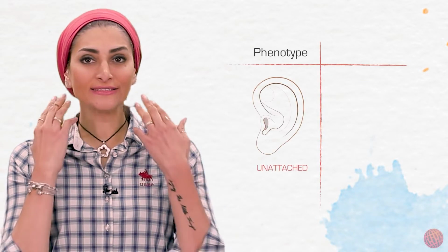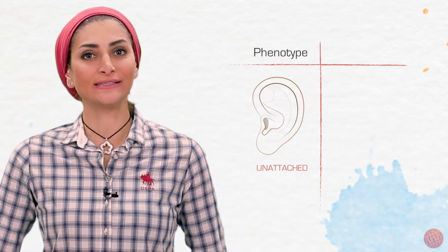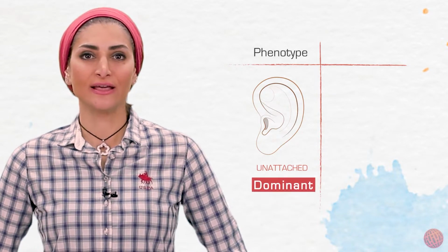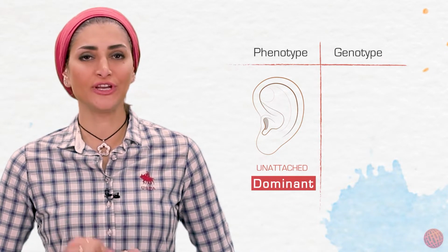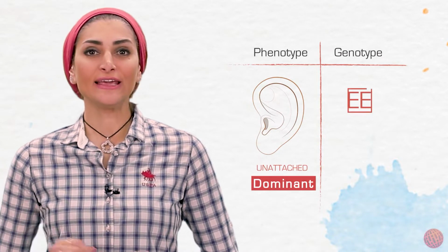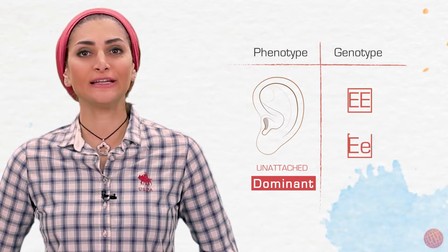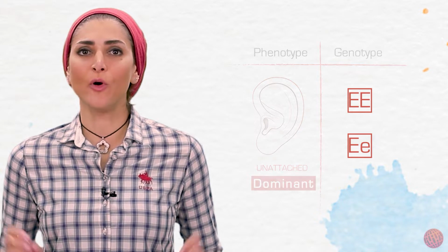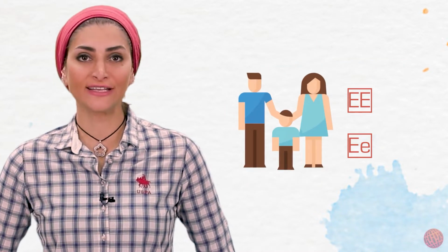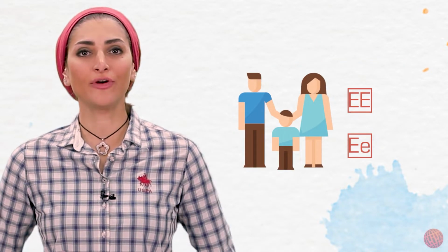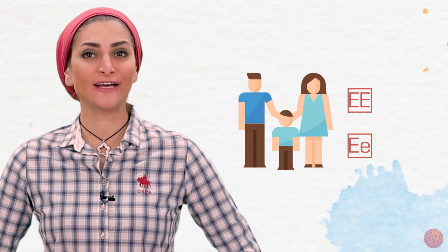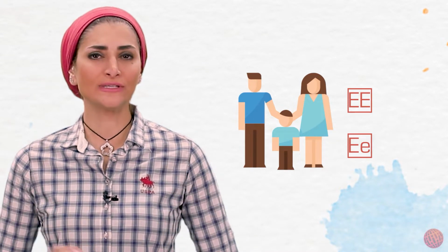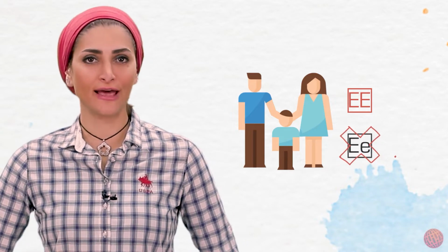Since I have unattached earlobes and since this is a dominant trait, then my genotype for this gene could be E capital E capital or E capital E small. But since both my parents have unattached earlobes and all my brothers and sisters have unattached earlobes, then I am most likely to be E capital E capital.